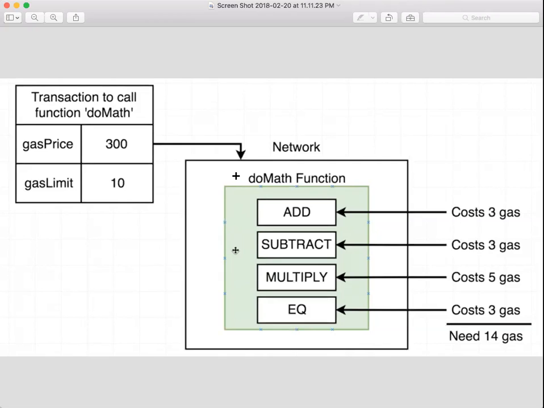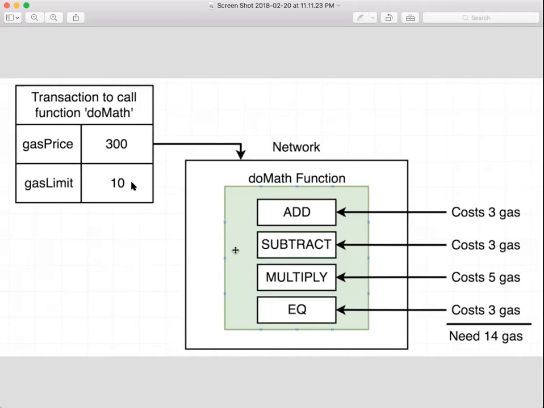So we submit this transaction to the network and it would invoke our do math function, and then all the lines of code inside do math would start to execute. So add, 3 gas, right? When you're going to add, subtract another 3 gas, multiply, that's 5 gas, equality comparison, that's another 3 gas. So in total, it's 14 units of gas for the transaction. But I said we're only willing to spend 10.